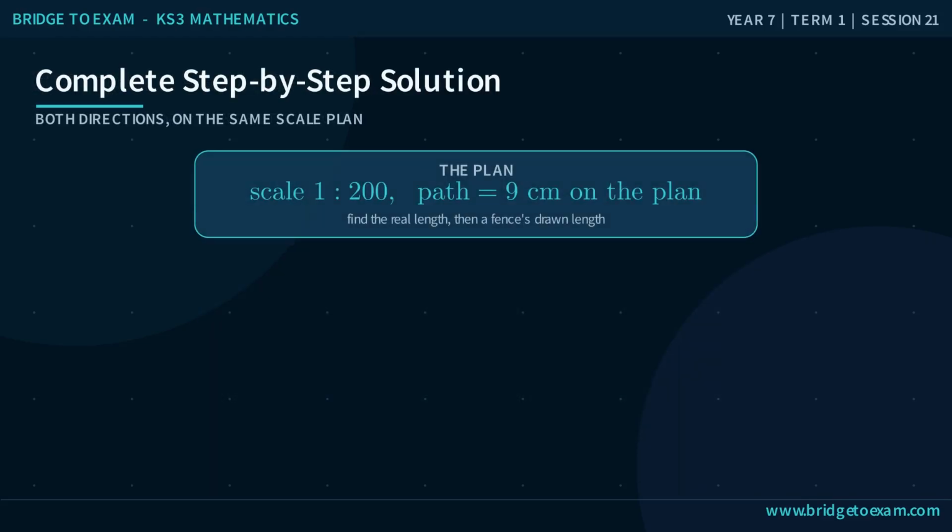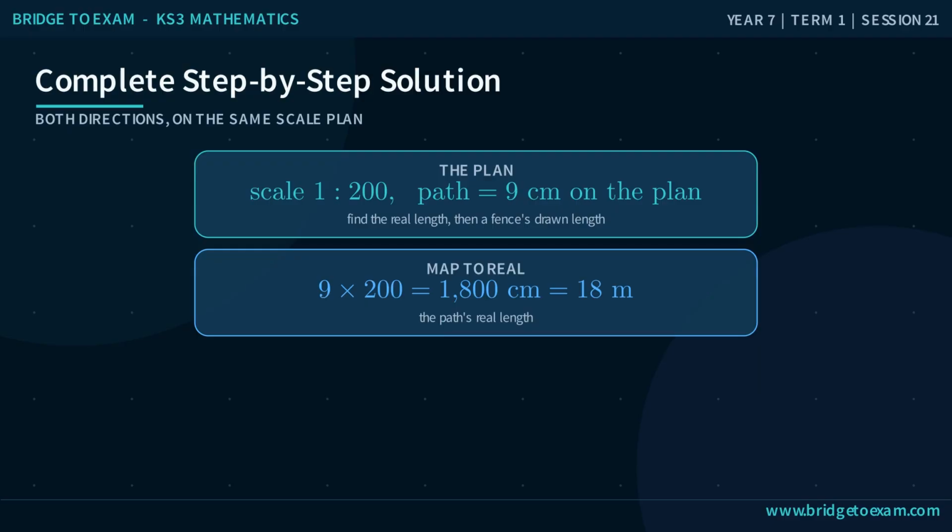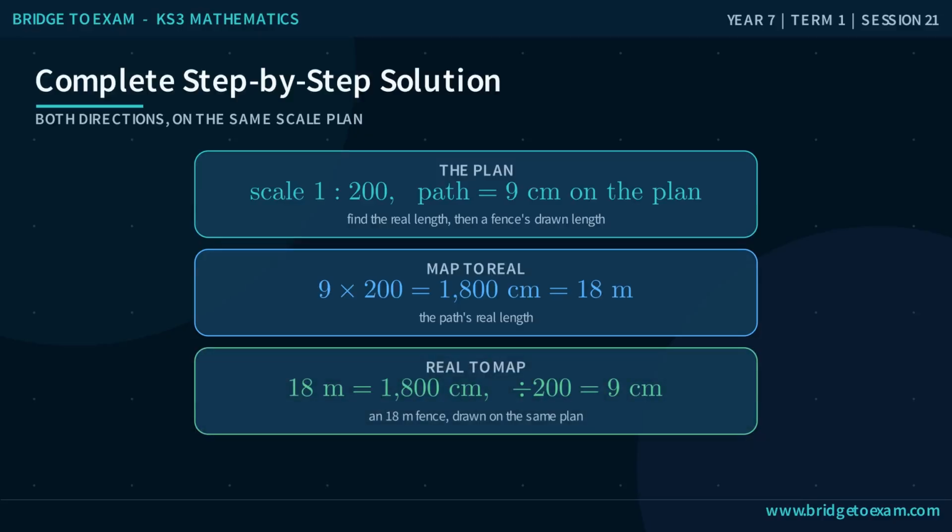Complete example. A garden plan uses a scale of 1 to 200. A path on the plan measures 9 centimeters. Find its real length, then find how long a real 18-meter fence would be drawn. Map to real. 9 times 200 is 1,800 centimeters, which is 18 meters. Real to map. 18 meters is 1,800 centimeters. Dividing by 200 gives 9 centimeters.